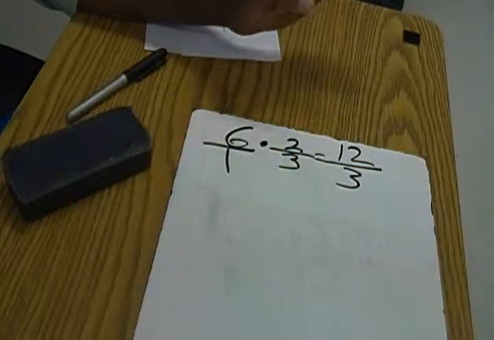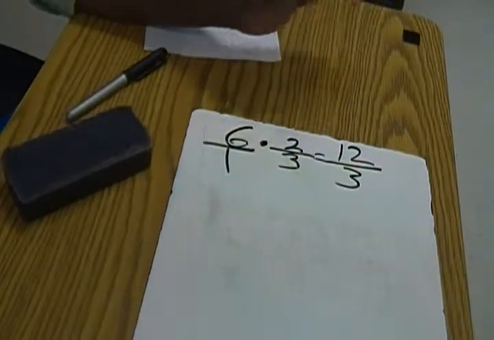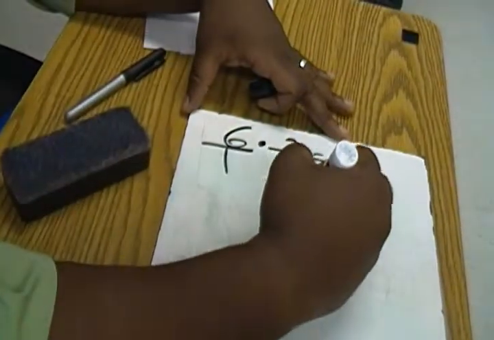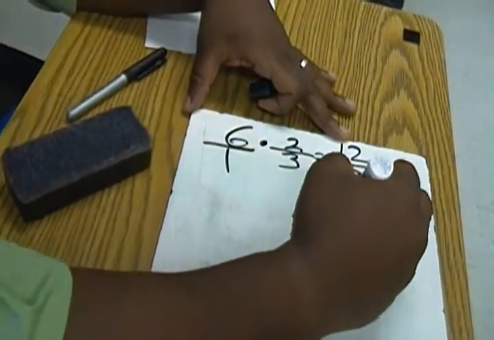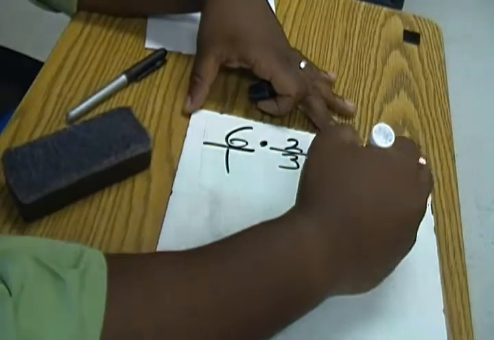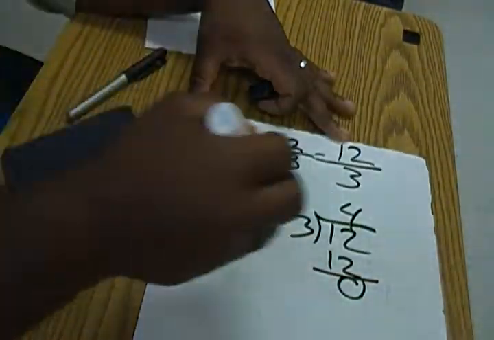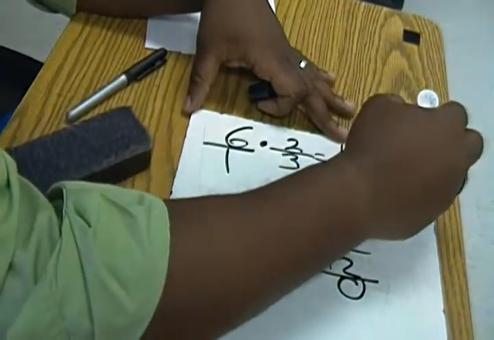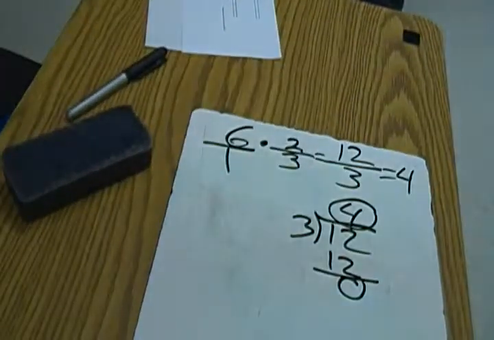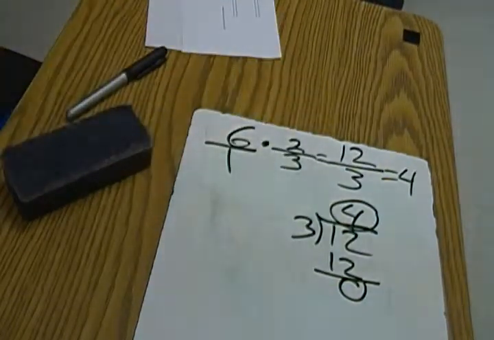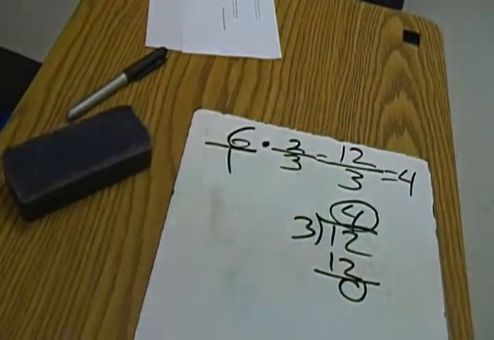But if you are still comfortable with that, and if you understand how to do that, you can go ahead and regroup it. So if we were doing that, we would see 3 is going to be on the outside, 12 is on the inside. 3 goes into 12 4 times, and there's no remainder left, so our answer is 4 wholes. Okay, so once again, it's okay if you leave it as 12 thirds, but if you want to simplify it to 4, that's okay too.